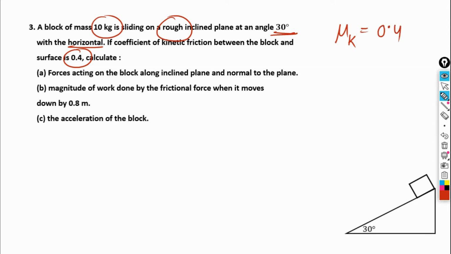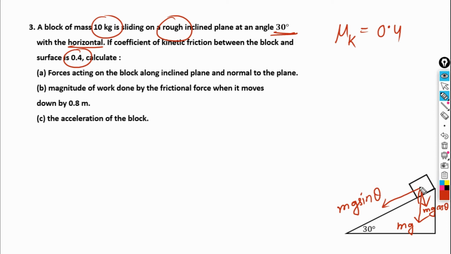Calculate the force acting on the block along the inclined plane and normal to the plane. Here the force will be mg. Now along the inclined plane, what will be the component? The component will be mg sine theta, and here the component will be mg cos theta.